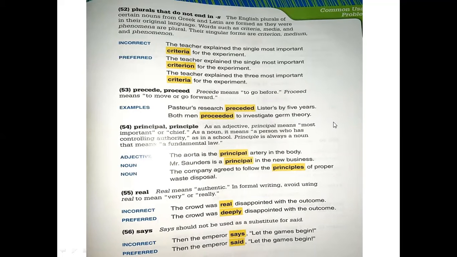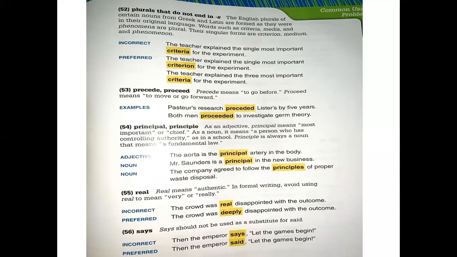Next is 55, which is real. Real means very authentic. So please avoid using real to mean very or really all the time. If something happened extremely, do not use real. It happened real bad. That is a wrong way to use real. The incorrect way is: the crowd was real disappointed. Either say really disappointed or simply just replace it with a good adverb. For example, the crowd was deeply disappointed, extremely disappointed, but do not use real to mean really.